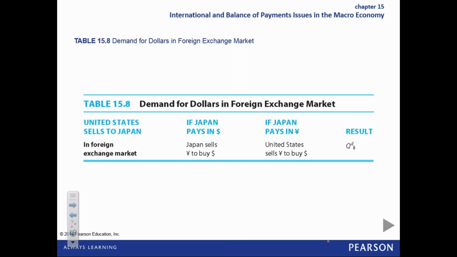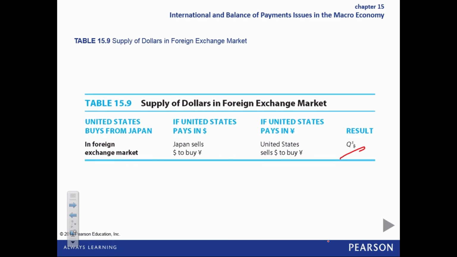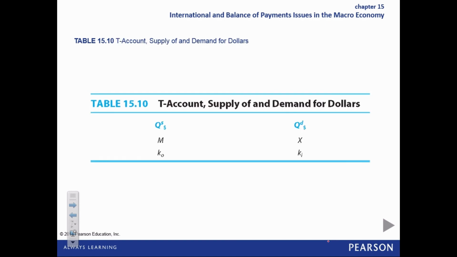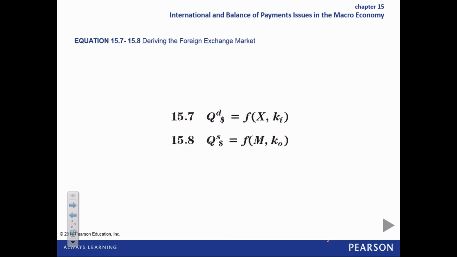We had this equation before, and then we get to the demand for dollar, supply of dollar, right? We are trying to determine the exchange rate, right? And put them together. Quantity supply of dollar is a function of these two variables. Quantity demanded of the dollar is a function of these two variables. Export and capital inflow.